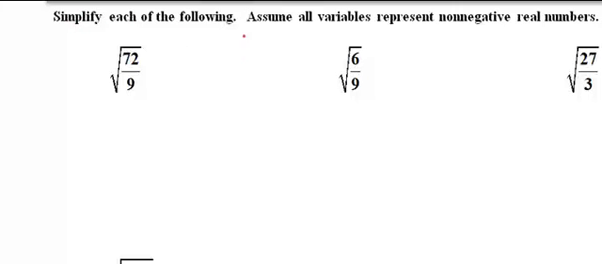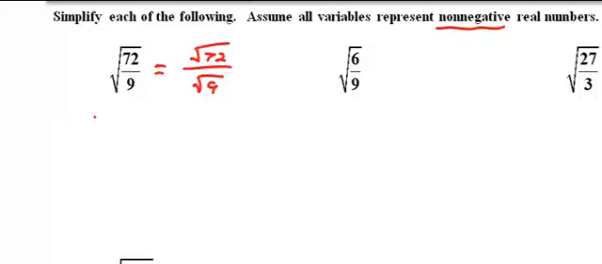Okay, so we're going to simplify each of the following. We're going to assume all variables represent non-negative real numbers. Therefore, we can use our quotient and product rules. Is the denominator a perfect square? Yes, it is. Then we're going to separate them. Square root of 72 over the square root of 9.